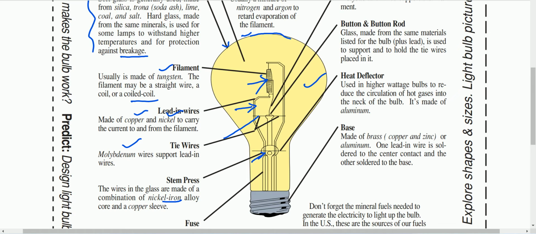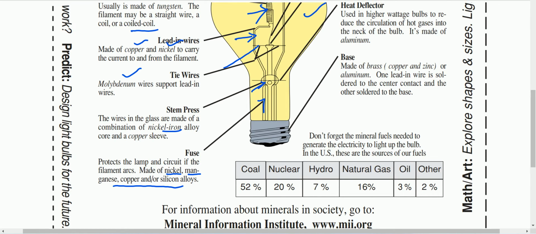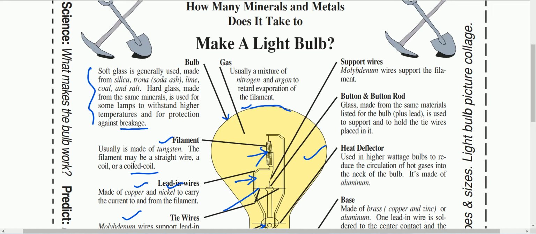So in this way, here in the base, this is the fuse, and the fuse protects the lamp and the circuit if the filament arcs. It is made of nickel, manganese, copper, and or silicon alloys. Different types of minerals are used to make the fuse. And here inside the bulb we have gases, usually a mixture of nitrogen and argon, to retard evaporation of the filament. Gases are also used.